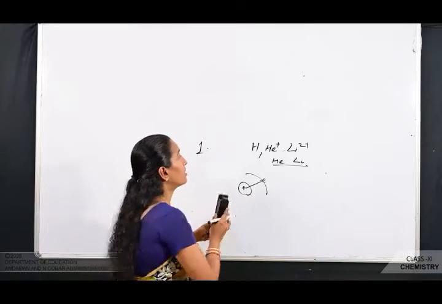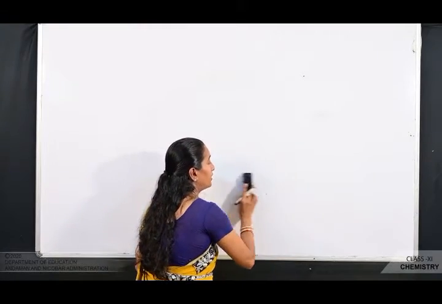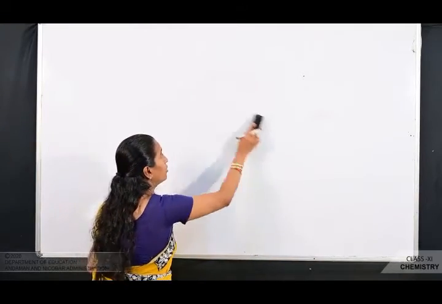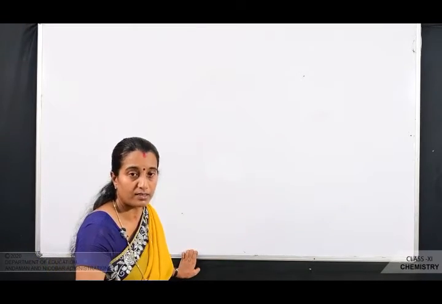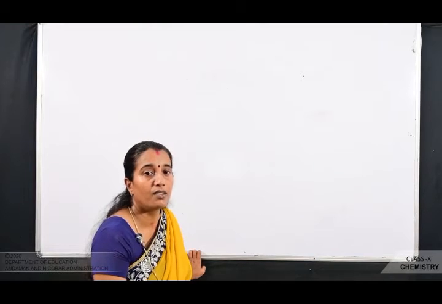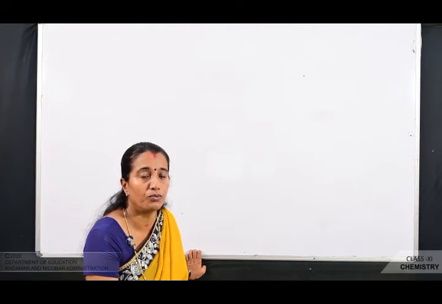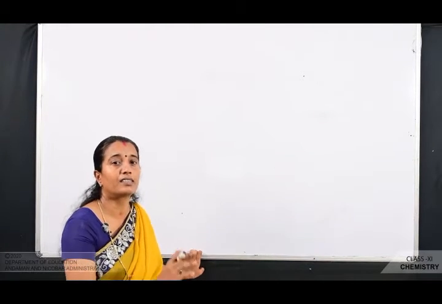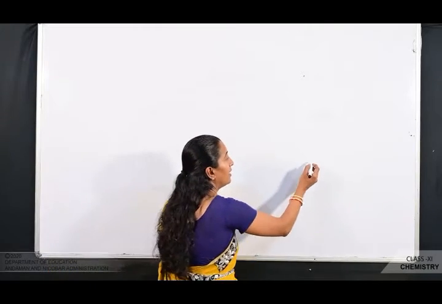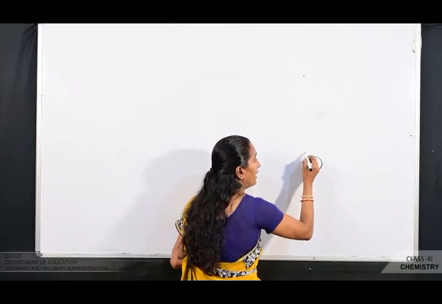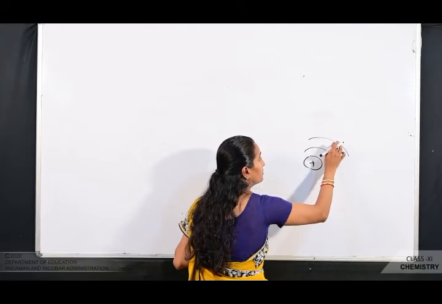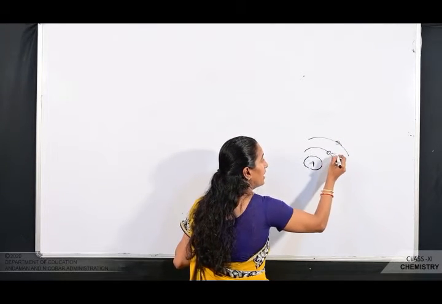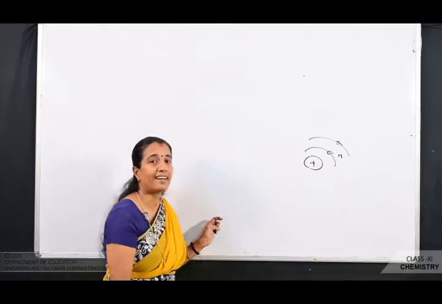Now, let us see one by one what the parameters are and what the formulas are for finding them out. Let us see the first one, finding out the radius. Let us assume that an atom is present in the nth energy level. For example, I am assuming that it is in the nth orbit.